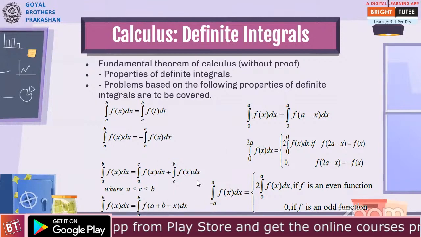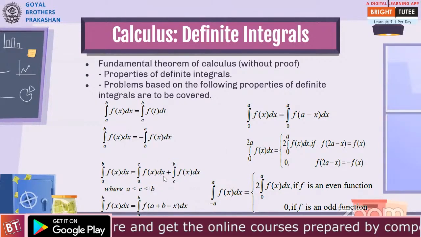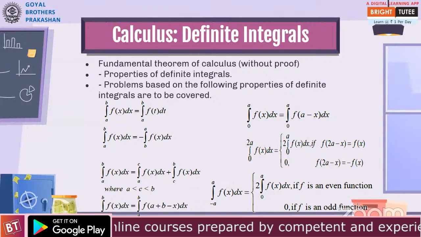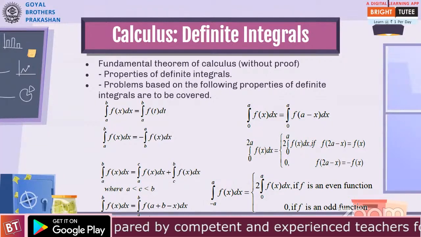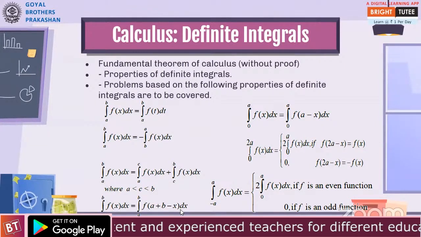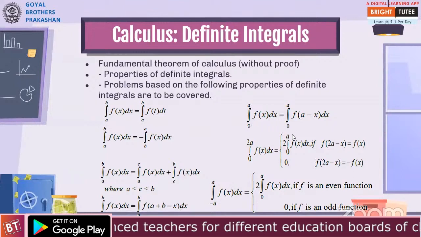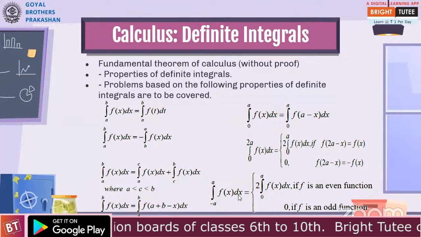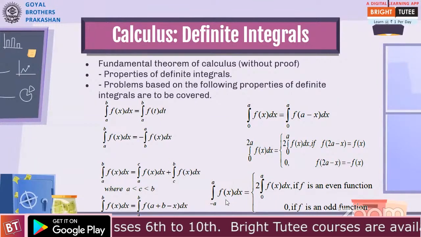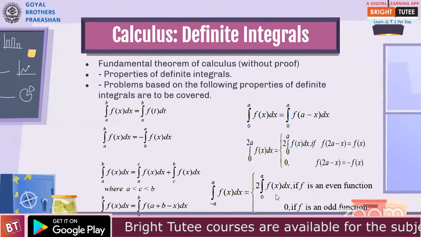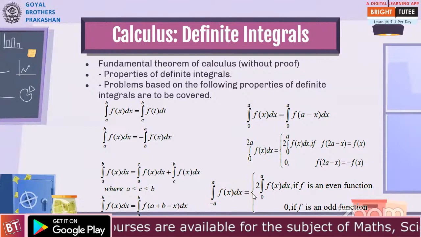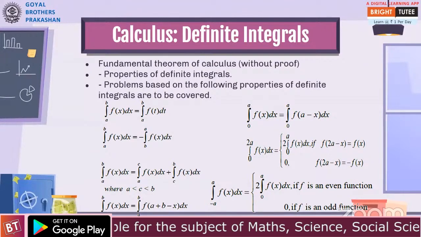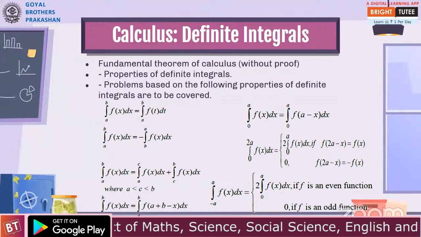Then we can split the limits under the given domain, and then we can replace x by sum of limits minus x. Then we have odd and even functions. If the function is odd under the limit minus a to a, then the integral is 0. If it is even, then it is 2 times the integral from 0 to a. All these properties and concepts are there in definite integrals.